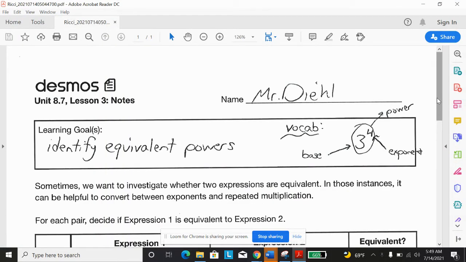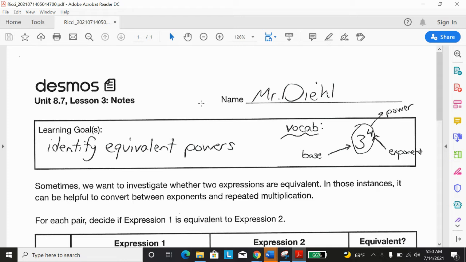All right, gentlemen, if you can please find task 19. It looks like this. It says Desmos Unit 8.7, but it will say Math Task 19 up here. If you could please first put your name on it, and we're going to fill out these notes together to get ready for a game called Power Pairs.